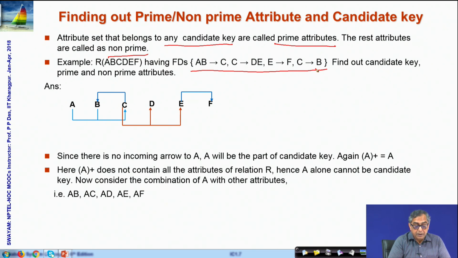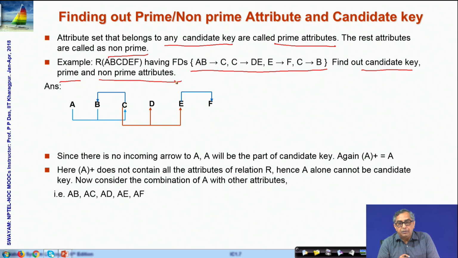So, we are showing a relation R which has 8 attributes A to F, and it has 4 different functional dependencies. From this we would like to find out the primary key, the candidate keys, and the prime and non-prime attributes. So, here is the diagram of the functional dependencies, and if you just look at the diagram, I am just telling you intuitively how we can do these things.